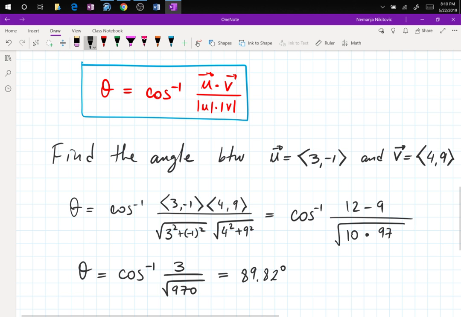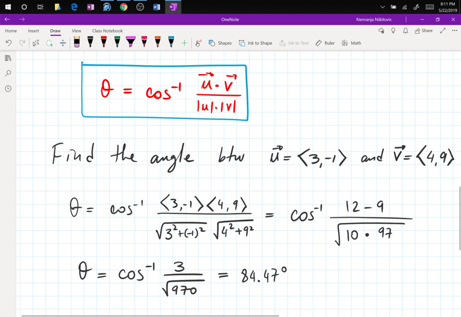3 times 4 is 12. 1 times 9, -9. That's a 3. 3 squared is 9. Plus 1 is 10. 4 squared is 16. Plus 81. 97. So that's 970. Oh, I didn't do the square root of. Yeah, me neither. Square root of 970. 84.47 degrees. We don't have to go to this precision. We can just say 84.5. Well, whatever.